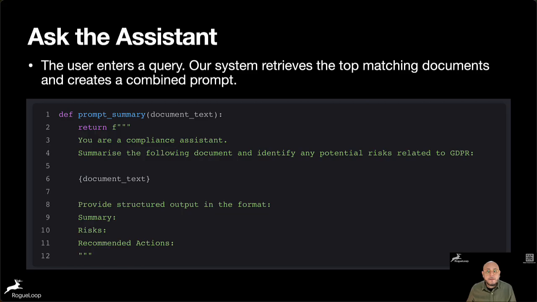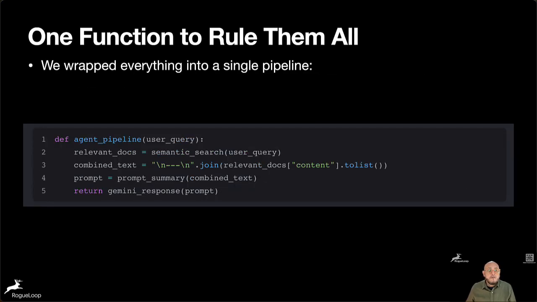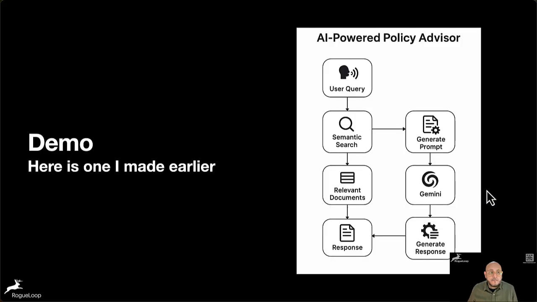After that, we can ask the assistant. The user will enter a query, our system retrieves matching documents and creates a combined prompt. This prompt is passed to the Gemini model to generate an intelligent structured response. In this case, we are using, for example, the Gemini Pro model. Finally, we wrap everything into a single pipeline. This is your AI analyst. It reads, reasons, and responds. Let's have a look at the demo.